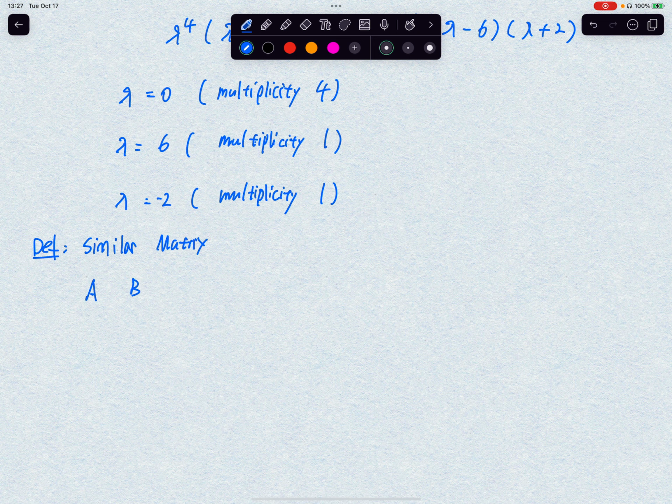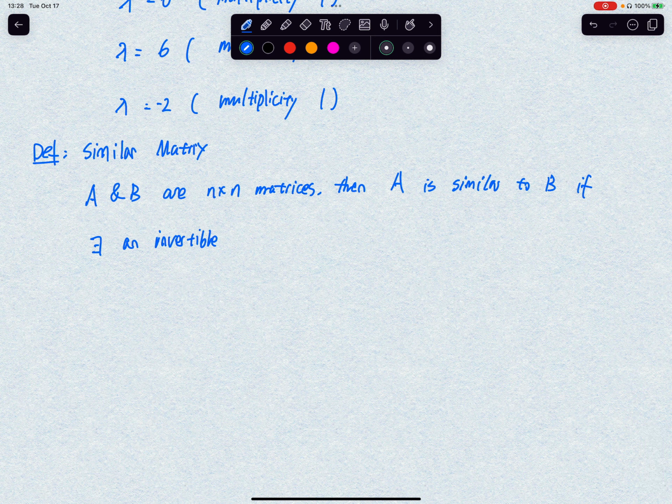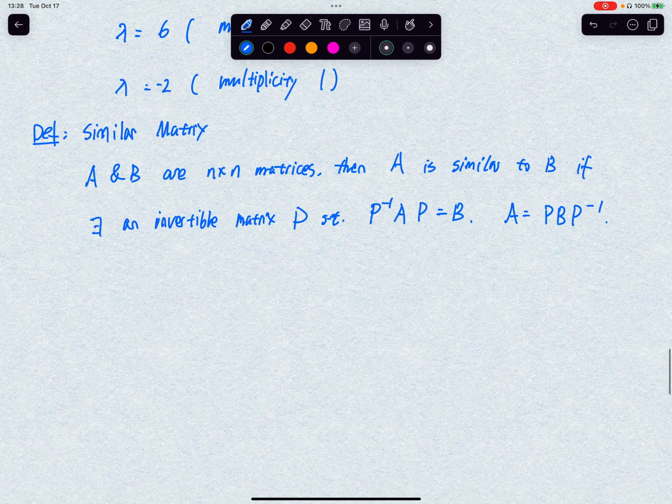If A and B are n by n matrices, then we say that A is similar to B if there exists an invertible matrix P, not necessarily n by n, but let us not state its dimension, to keep it general, such that P inverse A P equals B, or equivalently A equals P B P inverse.